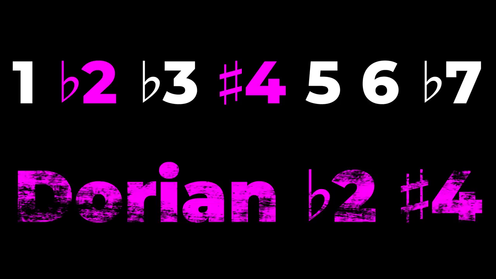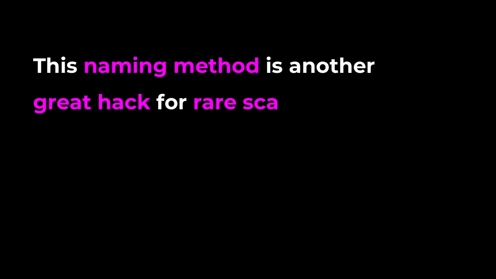And lastly, regarding a name, while this scale does have a name in India, in the West it doesn't, so we just refer to it as Dorian flat 2 sharp 4. And this naming method is another great hack for rare scales. Simply name them by using the nearest mode, then list the tweaked notes afterwards.